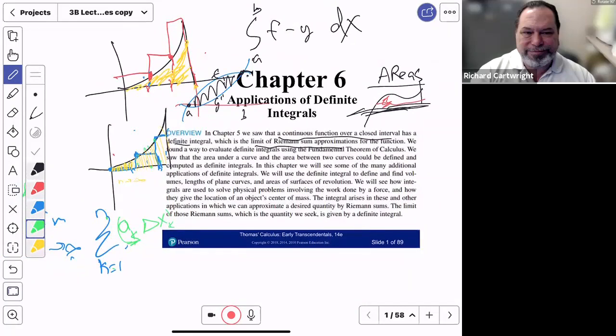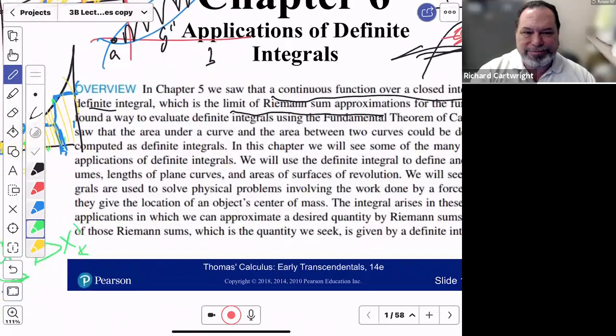But to be honest with you, it's not on the AP test. The concept is on the AP test, but you don't really have to do it the long way on the AP exam, okay? This was in chapter five. We're talking about what was in chapter five.